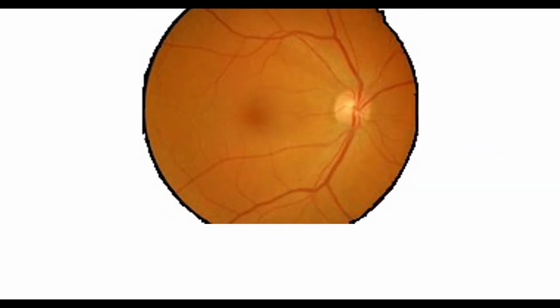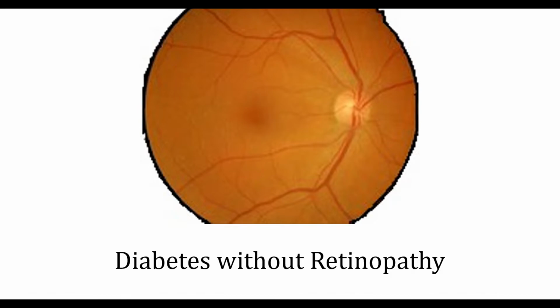This is a normal fundus picture of the right eye, which can be seen in a diabetic patient without retinopathy. The optic disc appears pink with well-defined margin and a cup-to-disc ratio of 0.3. The vasculature is normal in course and caliber. We can appreciate that the macula is clear.